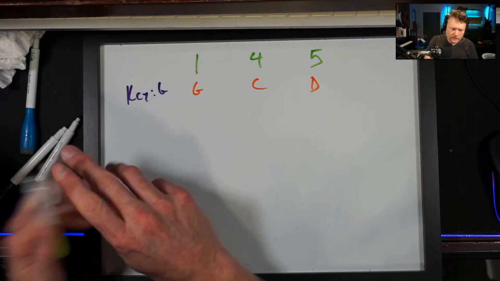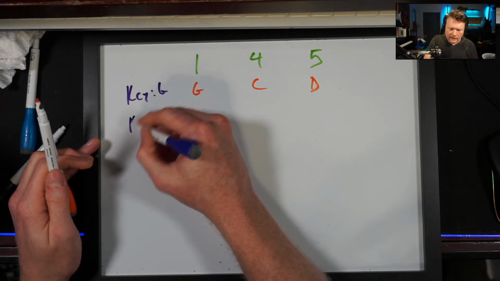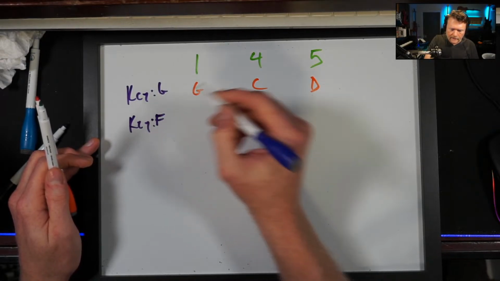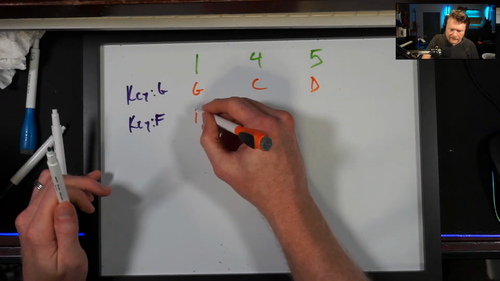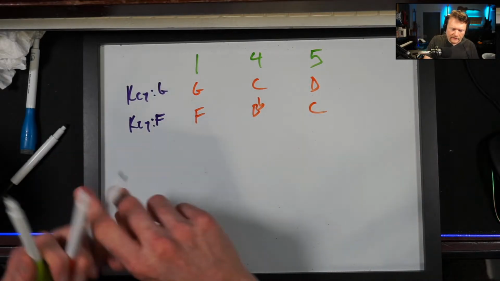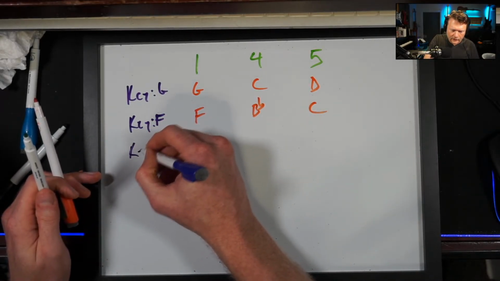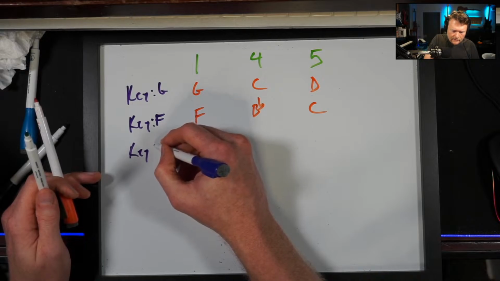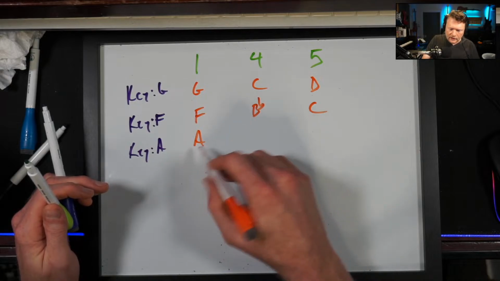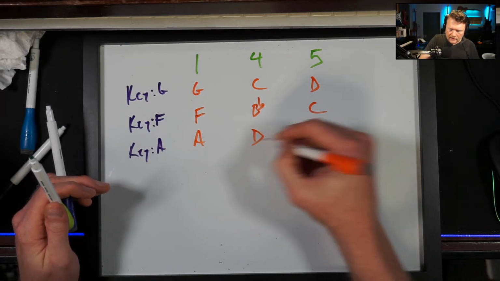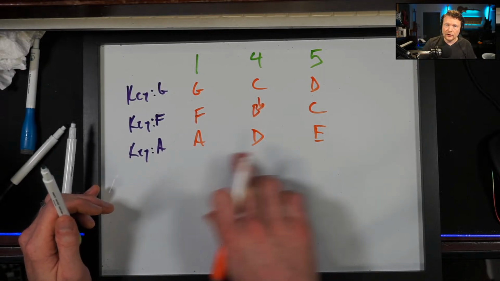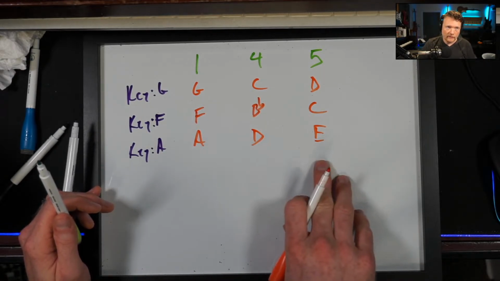You go down to the key of F, then your 1 is going to be F. Your 4 is going to be B flat. Your 5 is going to be C. If you're in the key of A, then your 1 is going to be A, your 4 is going to be D, and your 5 is going to be E. And you start to get these keys under your belt. Just the 1, 4, 5s of them.